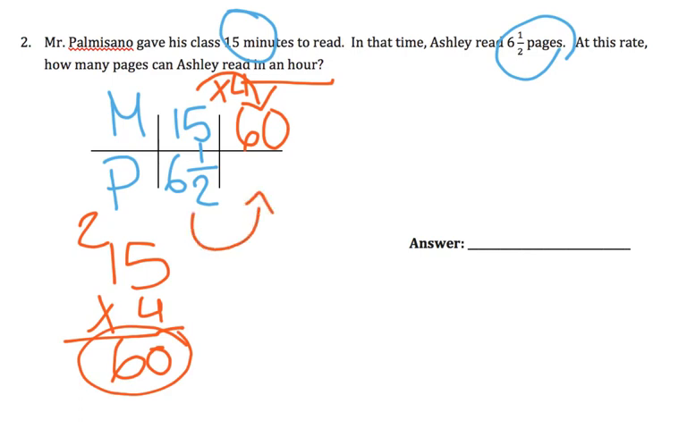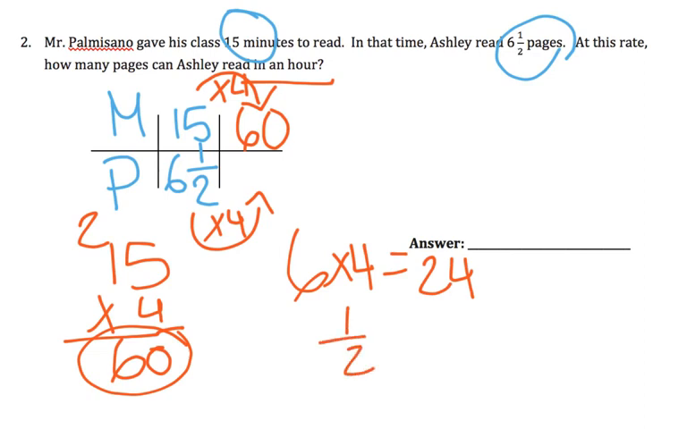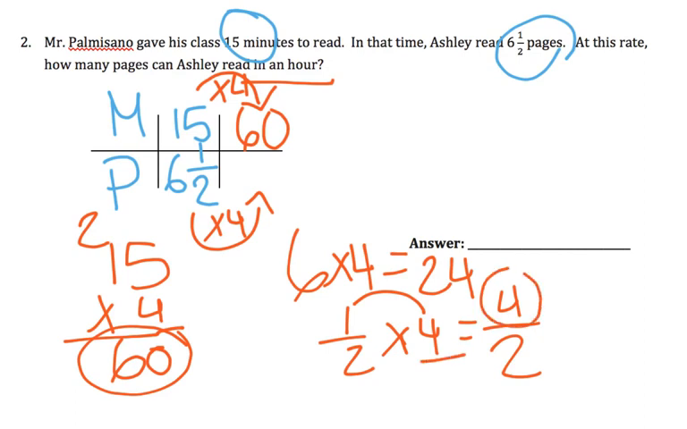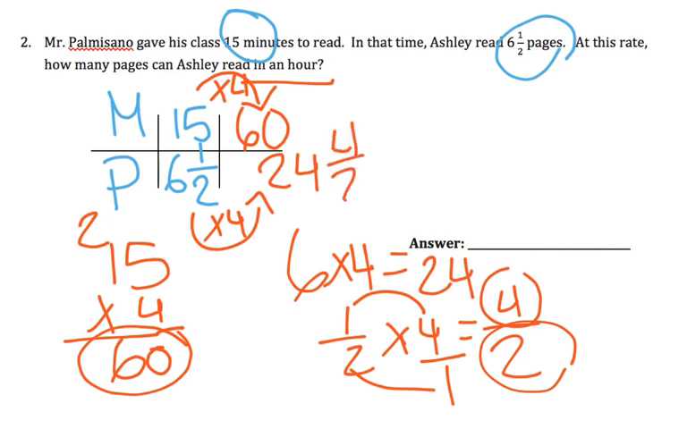Now the same thing you have to do, because it's multiplication. Whatever you do to the top, you do to the bottom. So times 4. 6 times 4 will equal 24. And then 1/2 times 4 will equal 4 halves, because if you multiply this, it'll be 4, and then you have 1 on the bottom, so 2 times 1 will give you 2. So your answer is 24 and 4/2, or 26 as a whole.